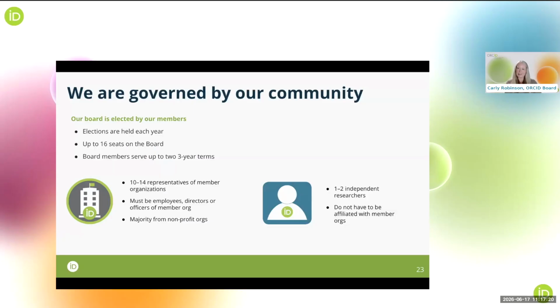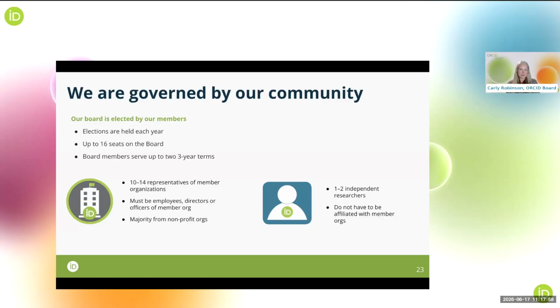So ORCID, being a community-driven organization, of course, is governed by the Board of Representatives that Heath was just describing, and we have participation on the board from a wide cross section of our members. There are a total of up to 16 seats on the board at any given time. And so we hold elections each year to fill any open board positions. We do have staggered board terms, so there is a portion of the board that rolls off each year, and then we look to fill those open positions.